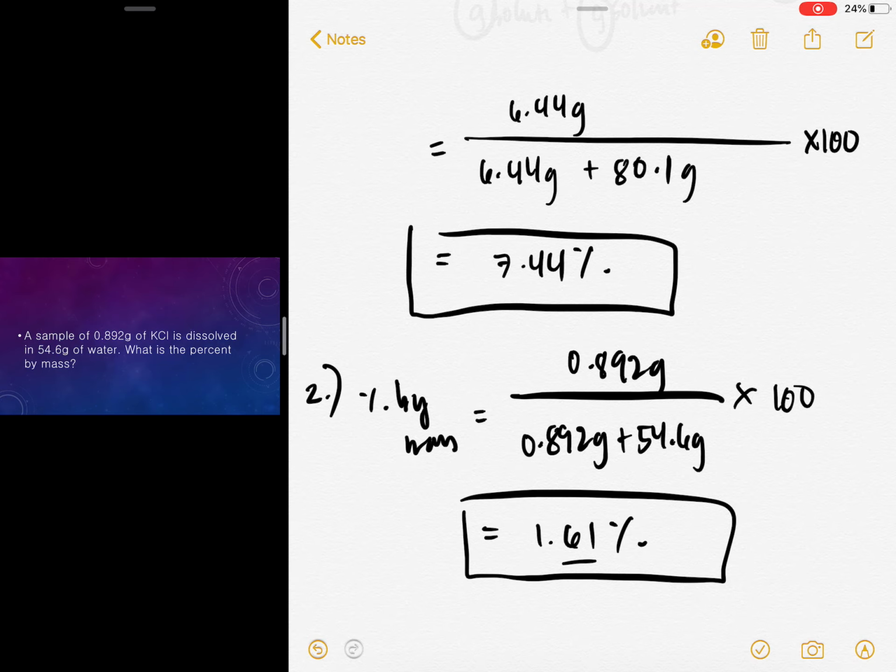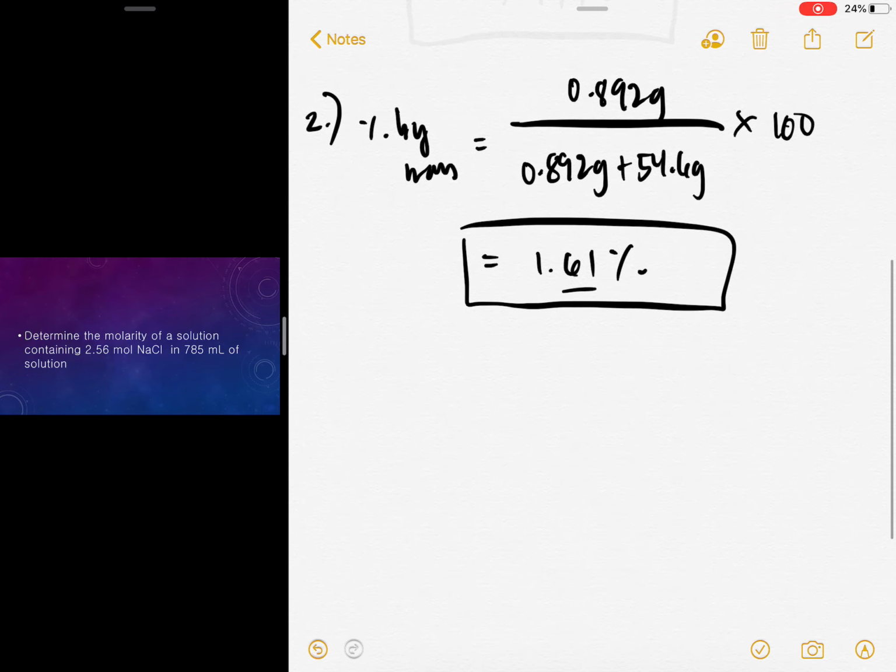The next one, determine the molarity of a solution containing 2.56 mole of sodium chloride in 785 ml of solution. So, another important tip here is you write all the formulas in a small index card. Or better yet, no, nung nag-aaral ako, dinidikit ko dun sa mga walls nung dingding ko para lagi kong nakikita at ma-memorize ko sila.